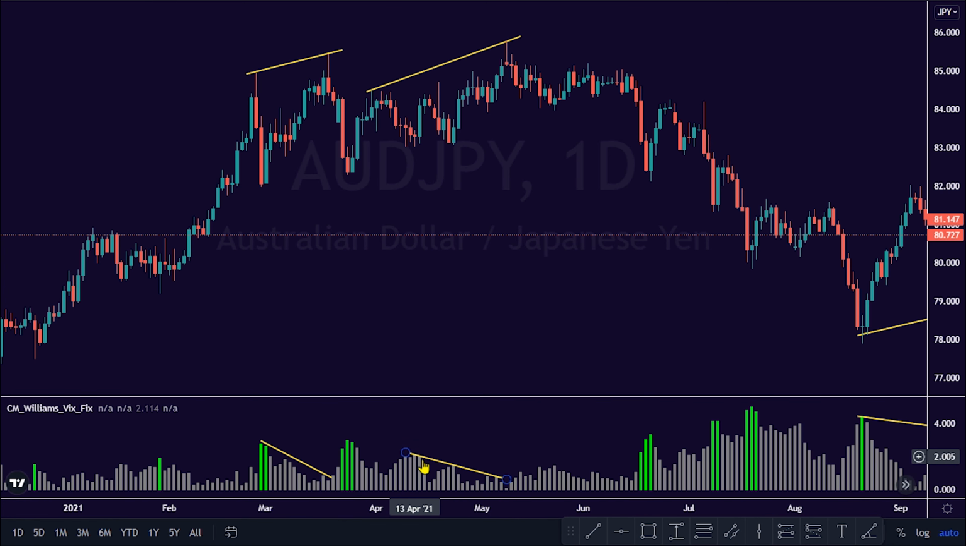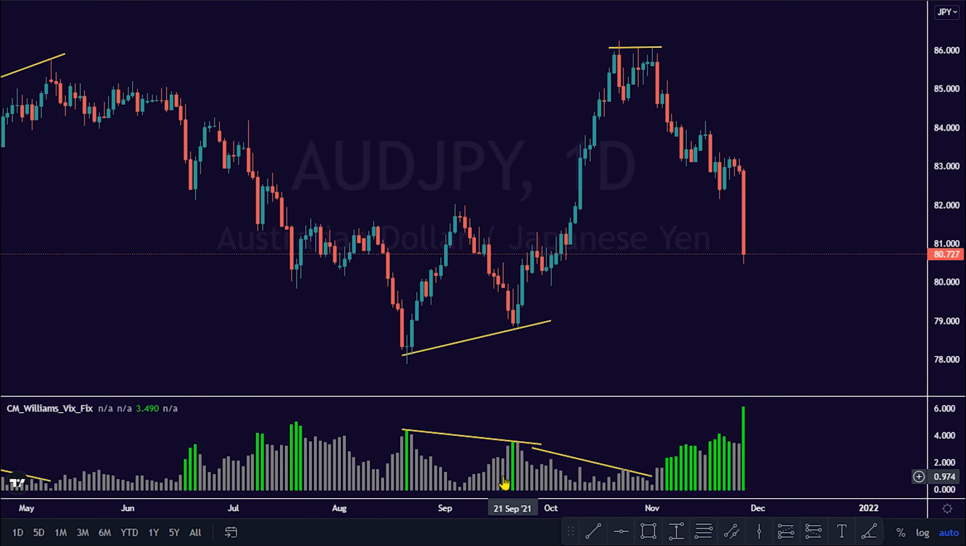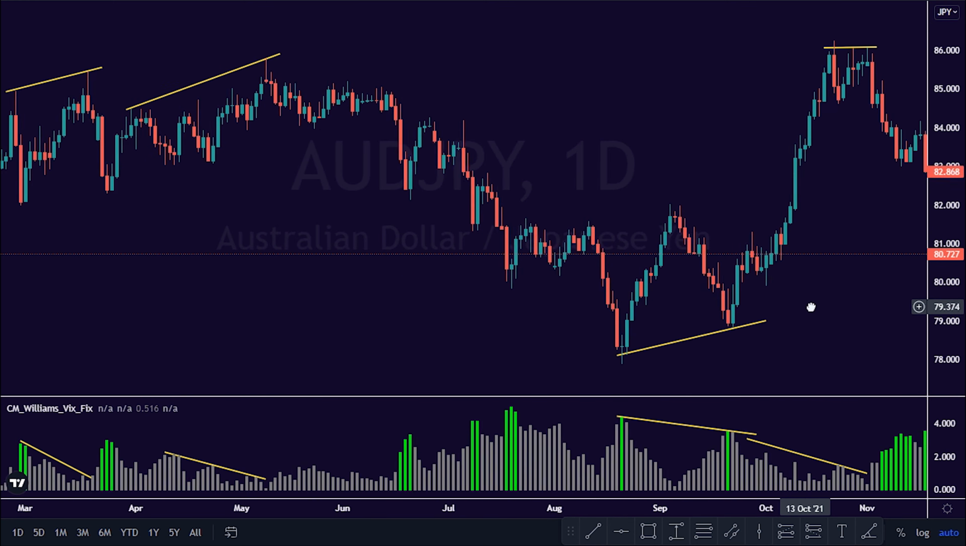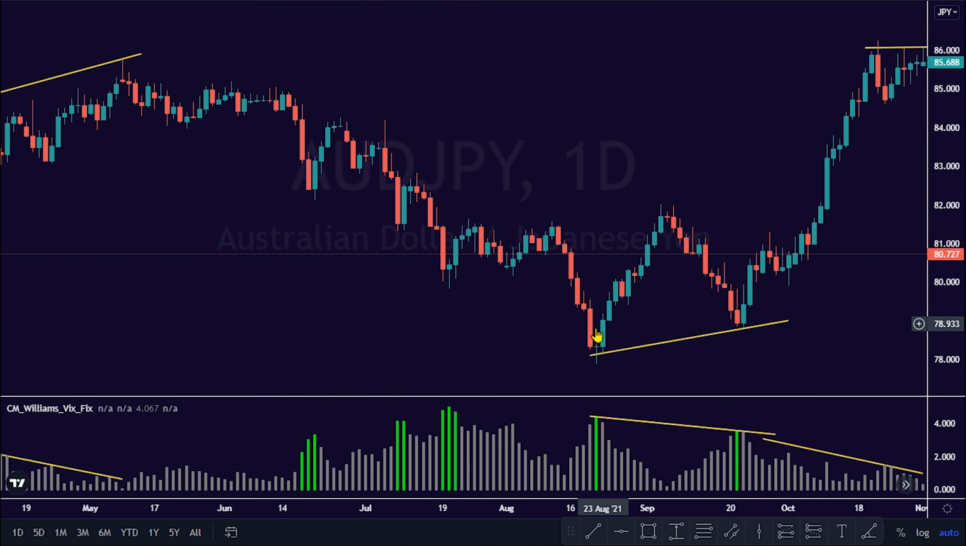The CM Williams VIX Fix Finds Market Bottom indicator is a simple and powerful indicator that can help traders to spot points of reversal in the market. Remember, these trading indicator signals become more reliable if paired with strong price action candlesticks on the trading chart.